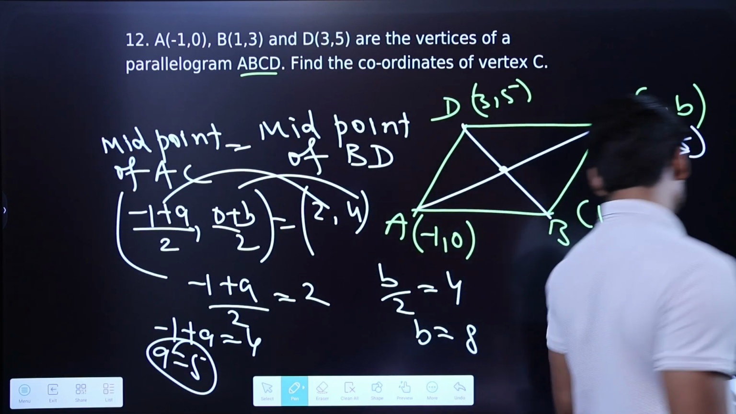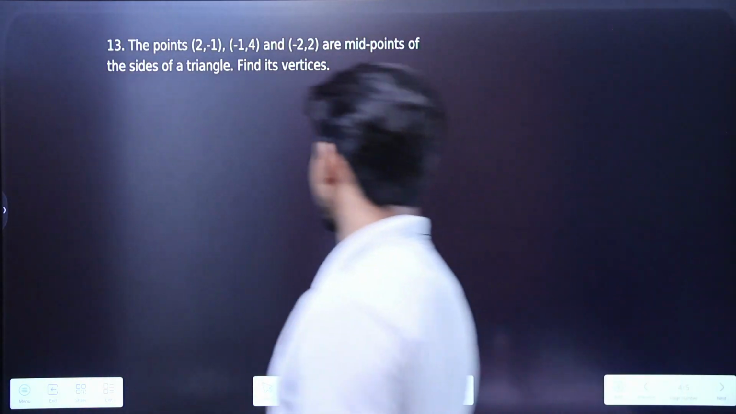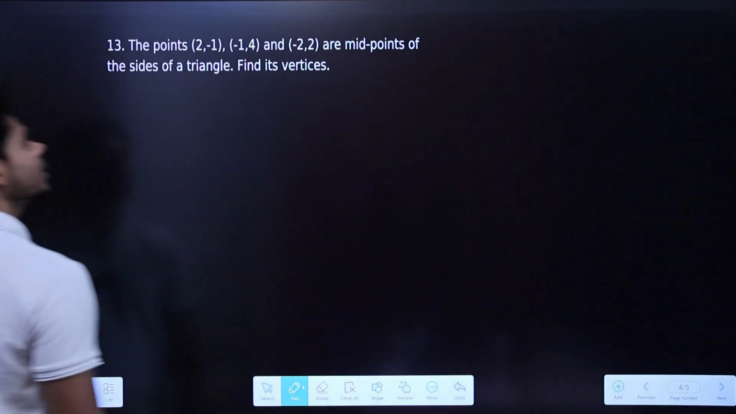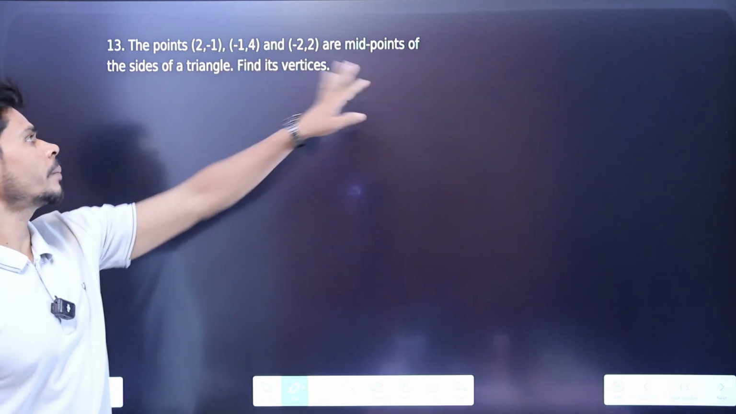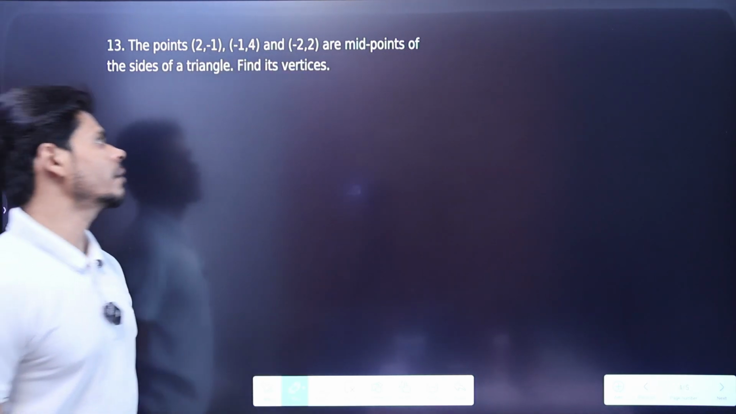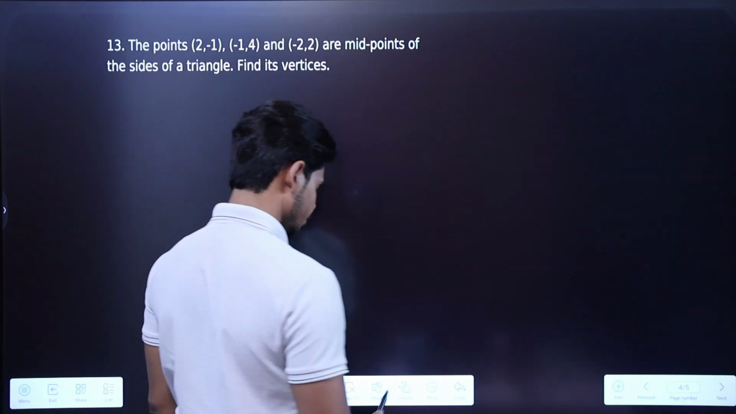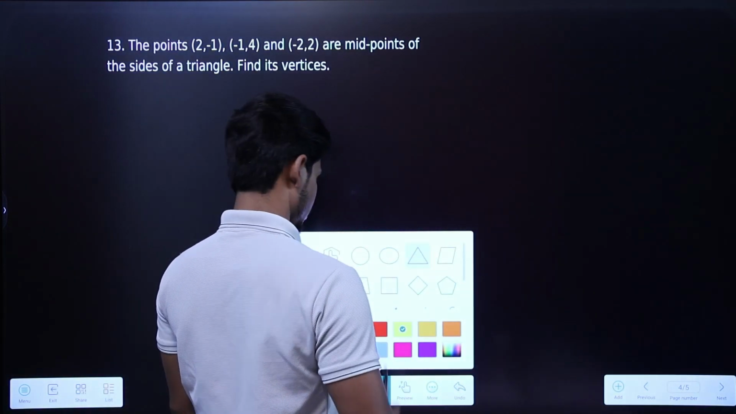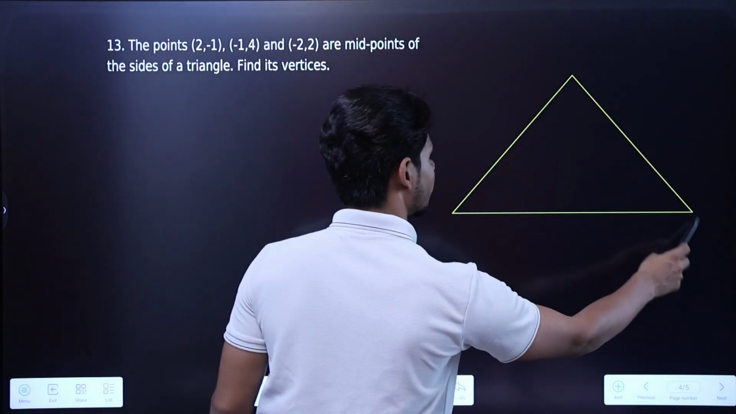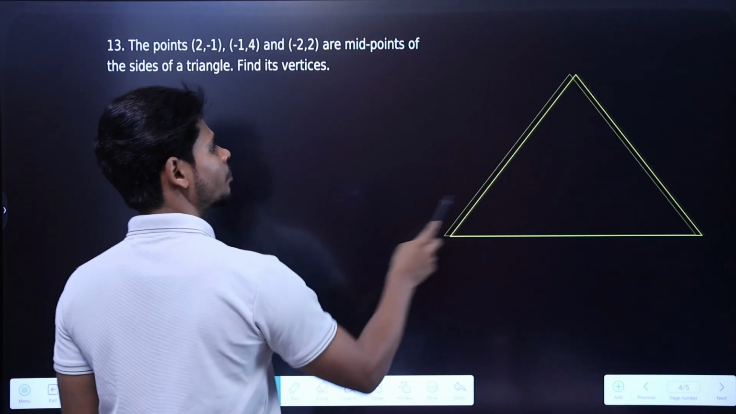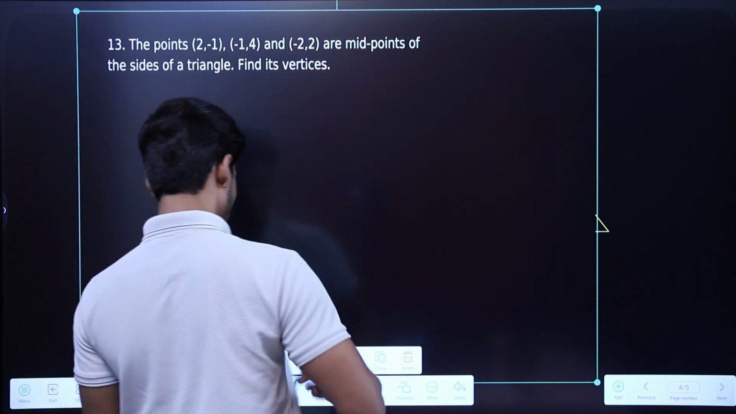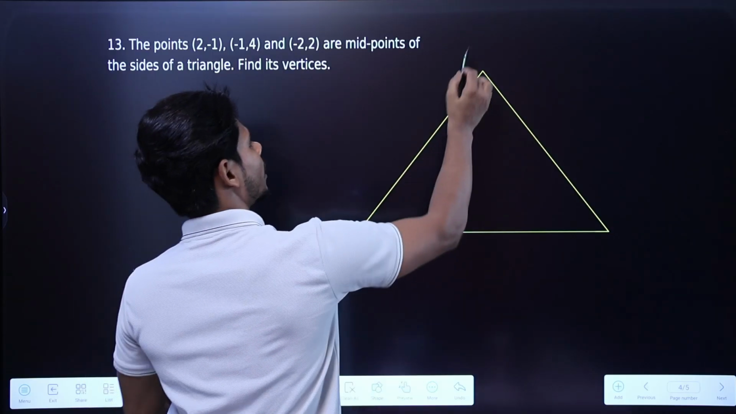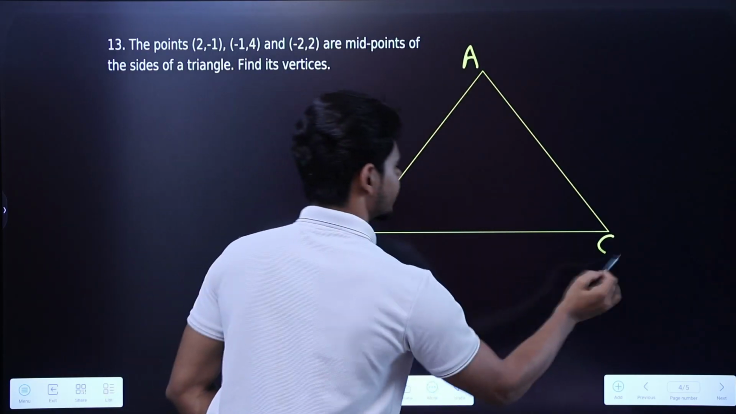Okay, let's move towards our next question, and this time we are given the points. These are the midpoints of the sides of a triangle. Find its vertices. No problem. Here we have a triangle with the midpoints of its sides given. We are not given the vertices. Let's say this is A, this is B, and this is C.